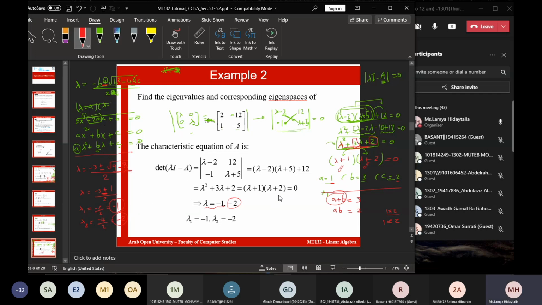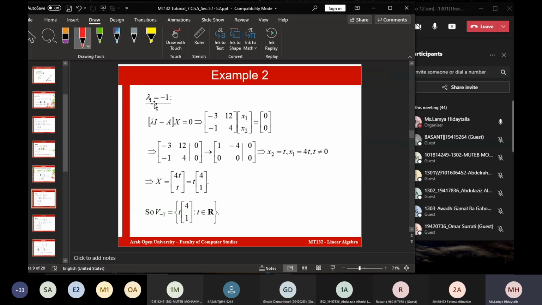Okay, so when I factorize, I got my lambda 1 and lambda 2. Now, what do we do after that? We want to find the corresponding eigenvector to this one, and then we will find the corresponding eigenvector to this one, because we want the eigenvalue and the eigenvector. Not only the eigenvector, we want the whole eigenspace.